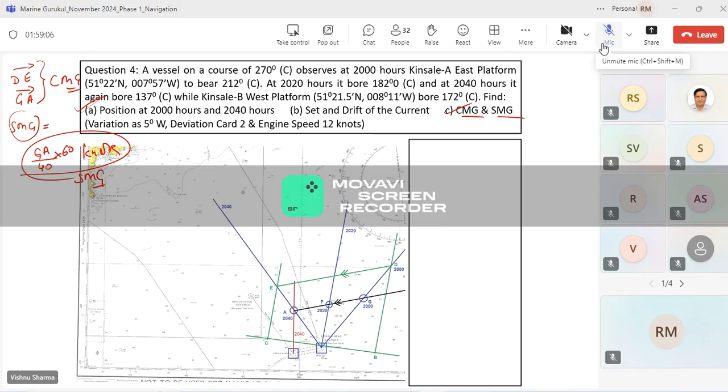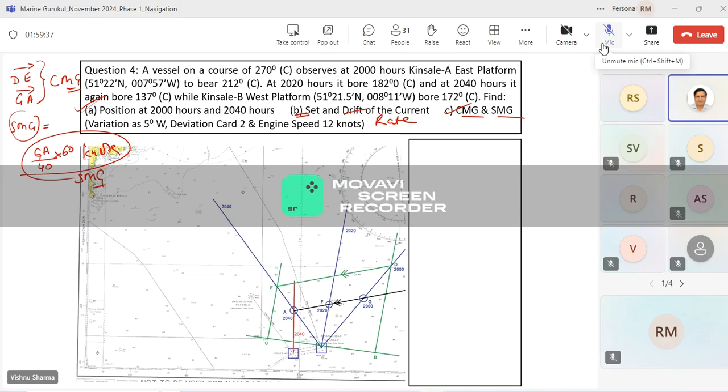Rahul, if I have to get set and drift, remember what is set and drift in a vector triangle? I've given you enough hint now. Tell me, how can you help me in getting set and drift of the current, or set and rate of the current, rather? I would say why drift, make it rate. Rahul? Current is what? What is current in a vector triangle?